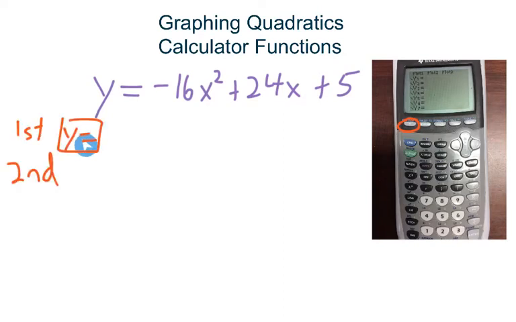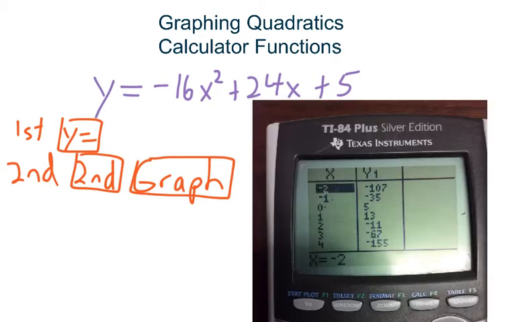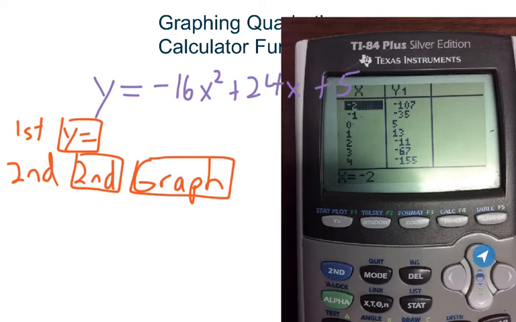And then after we press the y equals and we type it in, the second step we do is second graph. And notice I'm boxing the buttons that you press, so it's going to be second graph. So that would be here, and then there. And that gives you your table. And then this is what should appear. I press the up arrow right here. I pressed the up arrow twice, I believe, just so I could see this.